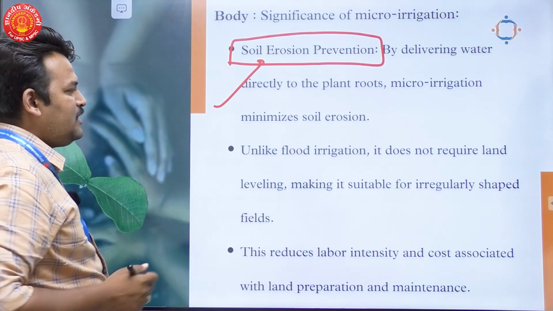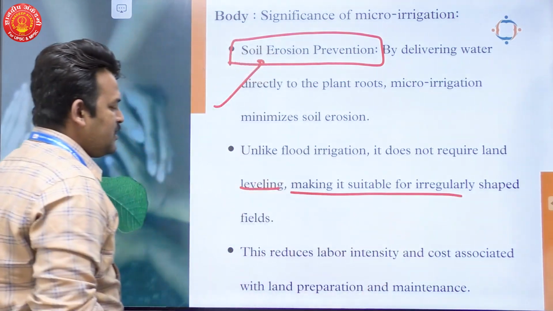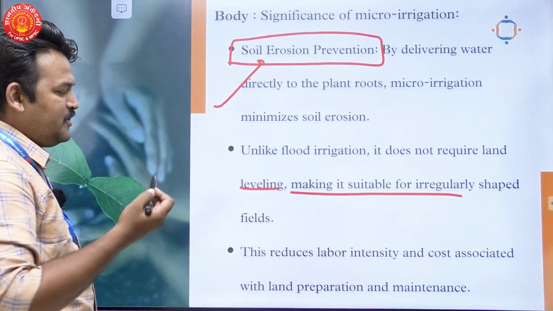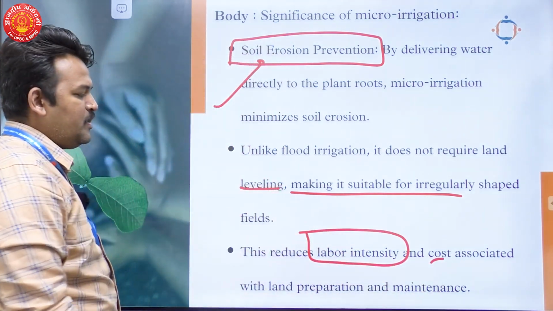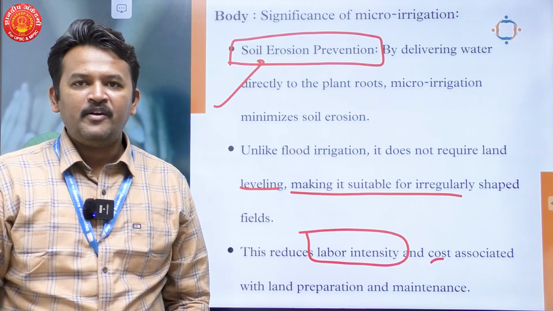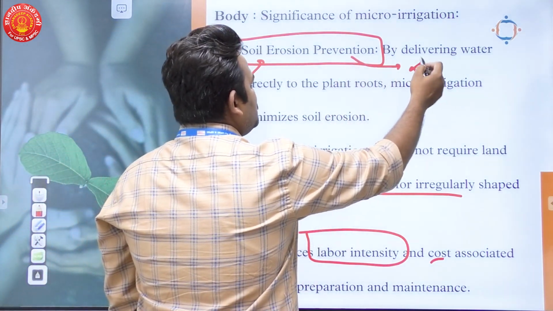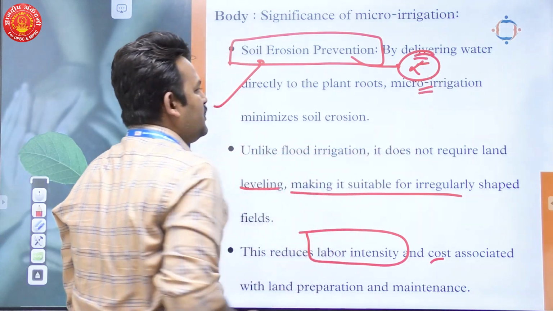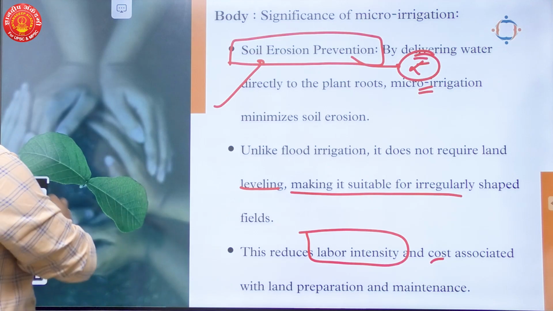Unlike flood irrigation, it does not require land leveling, making it suitable for irregularly shaped fields as well. This reduces labor intensity and the costs associated with preparation and maintenance of the field. So overall, this is also going to reduce the input cost that we are providing in that field.